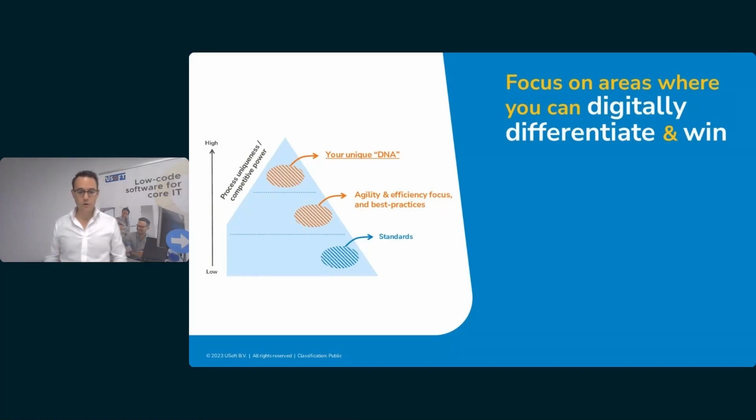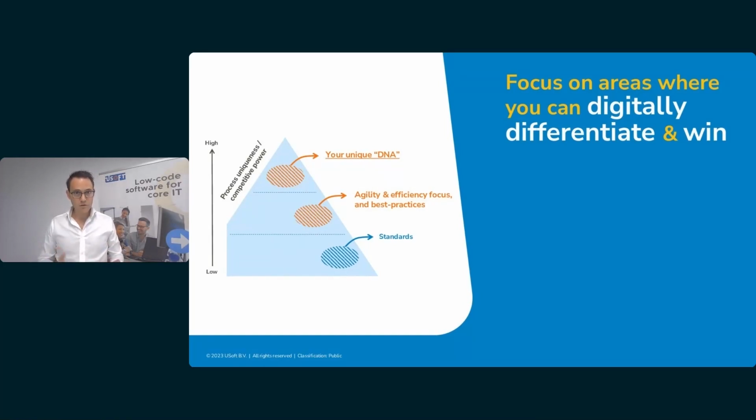And in this case, we are going back a little bit to what Ruurd said before, because we as a technology provider think that you as an organization should always focus on that part of your business that allows you to digitally differentiate and digitally win. And if you look at the processes within an organization, what you typically see is that, in this case, visualized by a pyramid, the bottom of the pyramid mostly comprises a lot of standard processes like finance, HR, for instance, warehouse management or ERP.